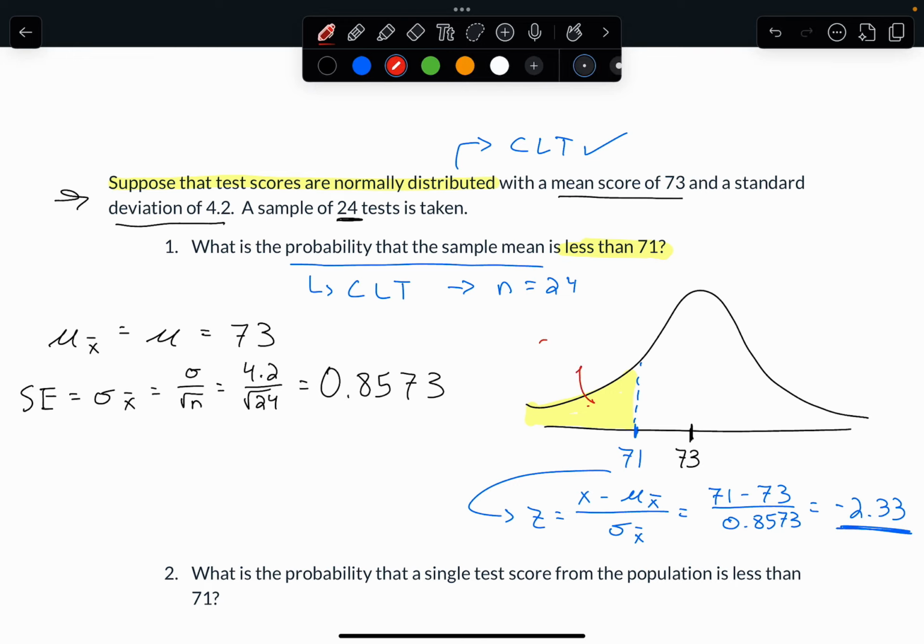This shaded area is 0.0099. And there's our answer. So again, we just have to make sure that the central limit theorem applies, make sure that it is a central limit theorem question, and then find the mean and the standard deviation of the sampling distribution before we can then move on and set up our picture, find our z-score.